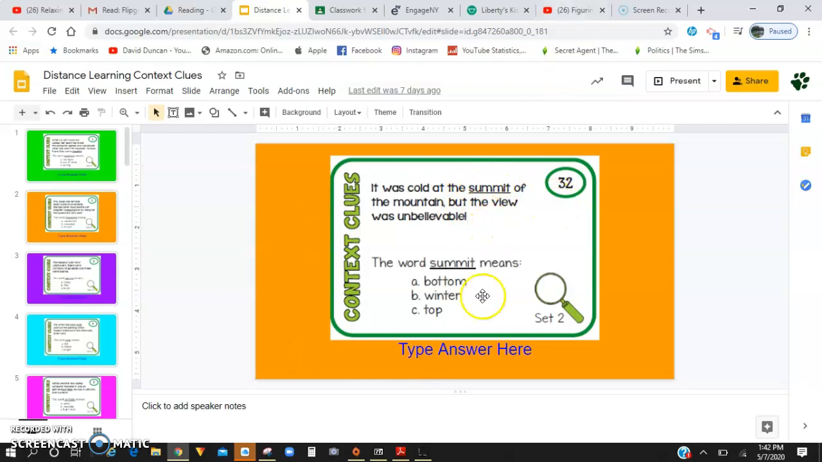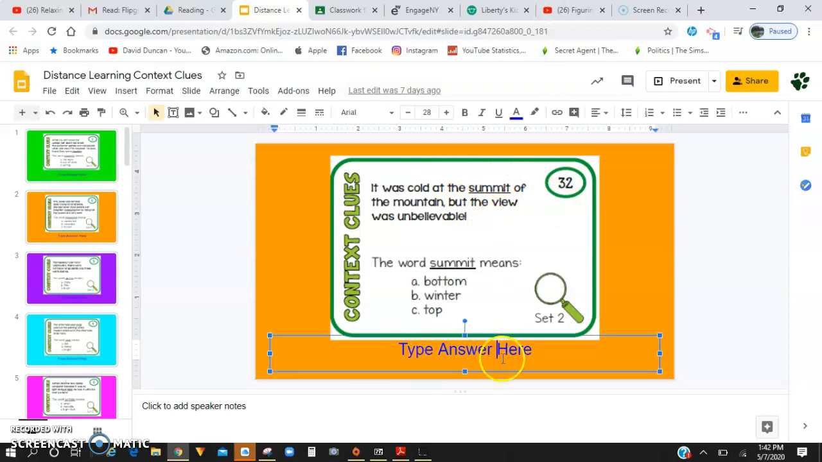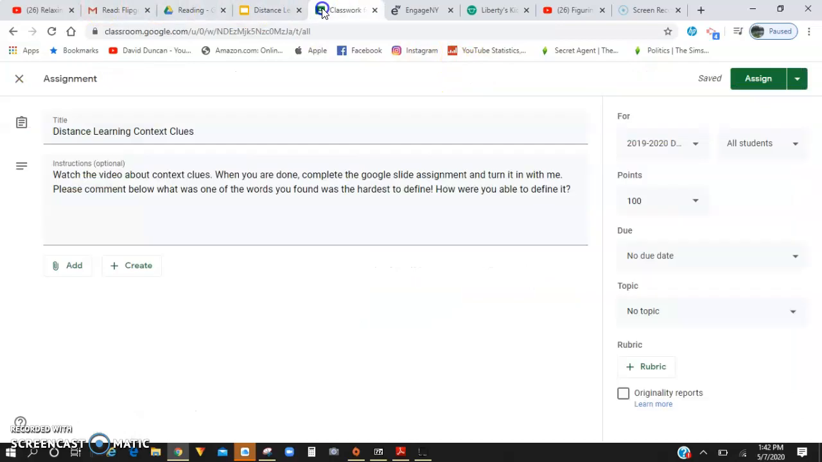When you are done, make sure you type your answer in here and that you turn it into me. Also, I'm curious to know, when you're done, please comment below what was one of the words you found was the hardest to define, and how were you able to define it? So what word was the most difficult, and what strategy did you use to help identify what it was? All right, good luck, and I'm excited to see your work.